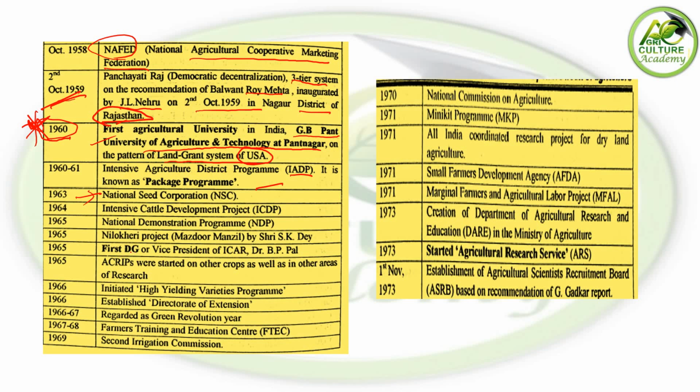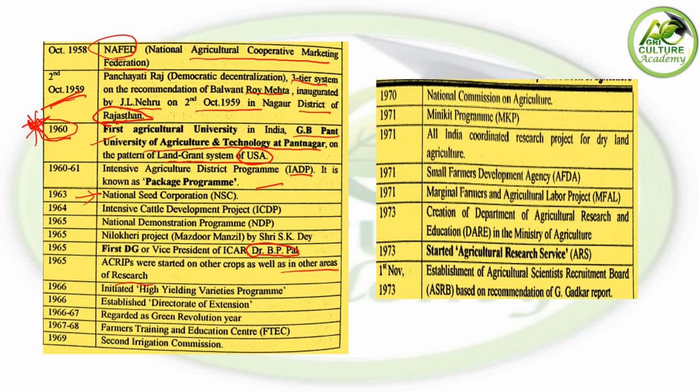1965, Nilokheri Project, Mazdur Manzil by Sri S.K. Dey. 1965, first DG or Vice President of ICAR, Dr. B.P. Pal. This one is also a question: first DG of ICAR, Dr. B.P. Pal. 1965, ACRIP started on other crops as well as other area research.